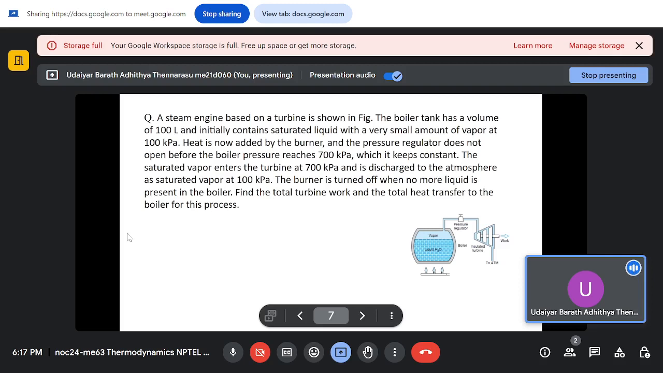Heat is now added by the burner, and the pressure regulator does not open before the boiler pressure reaches 700 kilopascal, which it keeps constant. So the saturated vapor enters the turbine at 700 kilopascal and is discharged to the atmosphere as saturated vapor at 100 kilopascal.